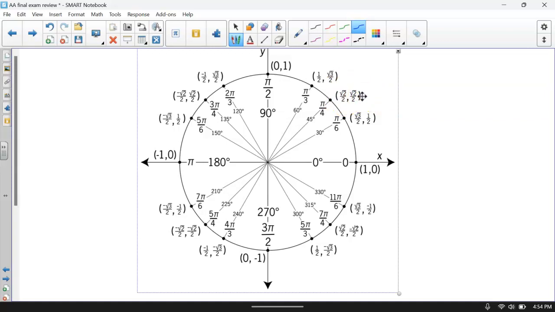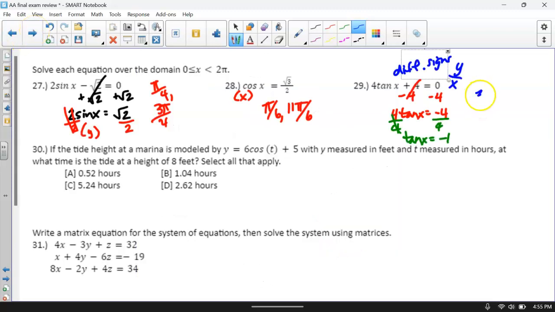So what would give us negative 1? Here at 3 pi over 4, they're the same value, but one positive, one negative. So when you divide, you will get a negative 1. So then the other value is 7 pi over 4. Notice how different signs. So at 3 pi over 4 and 7 pi over 4.